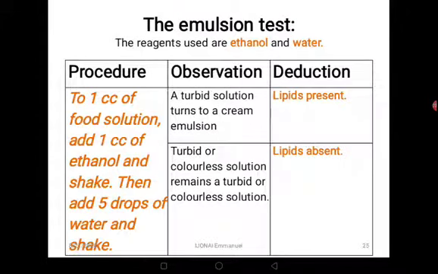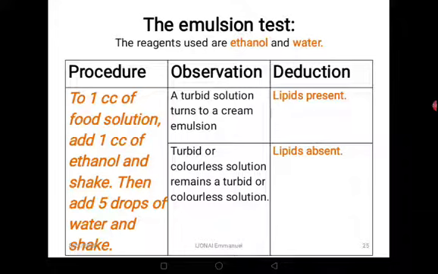Great. Then the other one, the second one, is the emulsion test. Sometimes the ethanol emulsion test. And our procedure would be, to 1 cubic centimeter, you write that in full, centimeter cubed, yeah? You don't write cc, we write centimeter cubed. Of a food solution, add 1 centimeter cubed of ethanol and shake. Then add 5 drops of water and then shake, continue shaking.